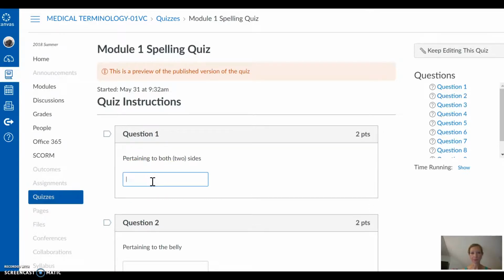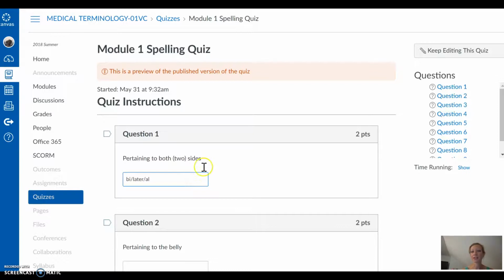This is how you're going to do it: pertaining to both sides. I know that this word is going to be bilateral. So al is going to be pertaining to, bi is two or both, and lateral is going to be sides. Notice how I placed the slashes in between our prefix, word root, and suffix. For each of your words from here on out in your spelling test, this is how they need to be dissected.